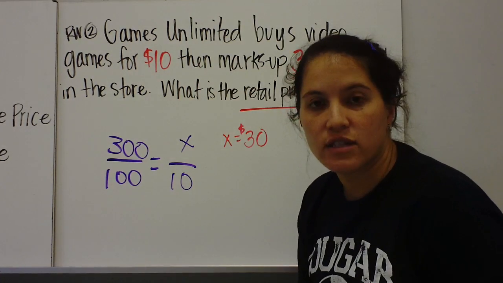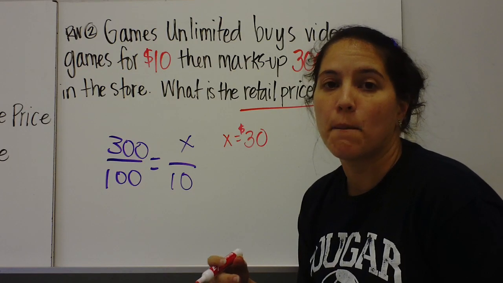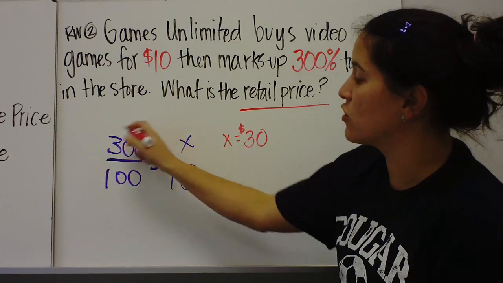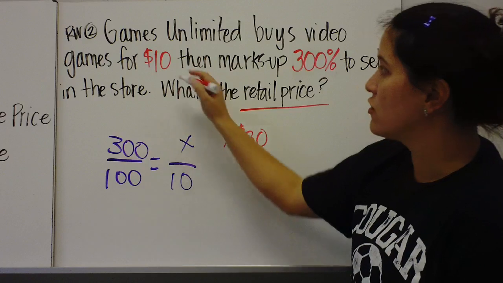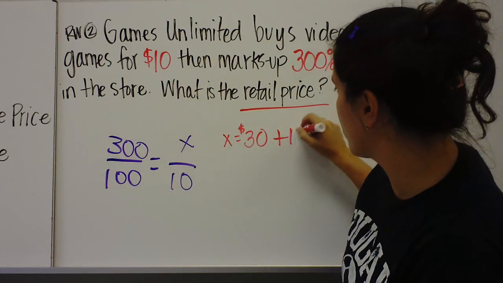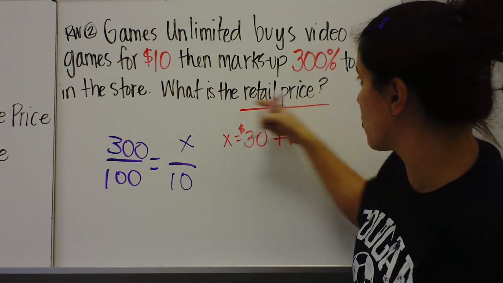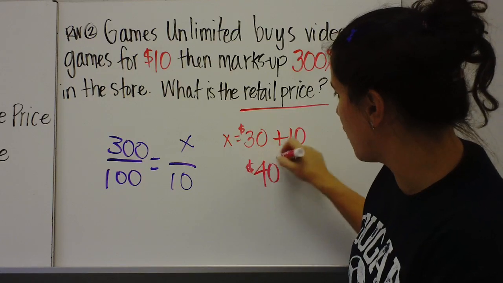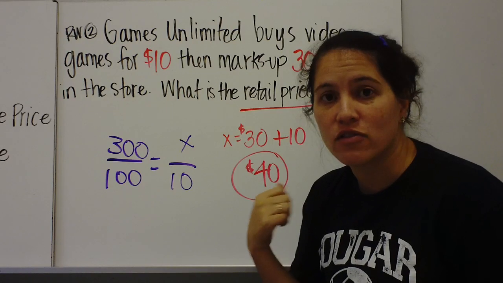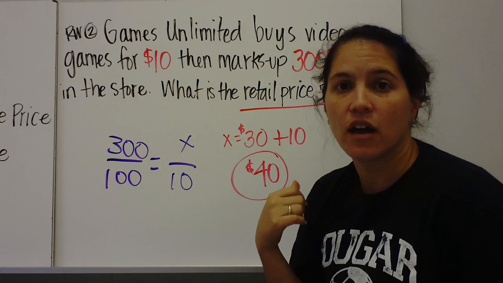So then let me ask you, does that $30 represent our new price, or does that represent the markup? And that represents, x represents the 300% markup. So the price was $10. We're going to mark it up $30, so that means we add it. So our new cost, the retail price, is going to be $40. So that's how much you pay in the store after the store has marked it up 300%. So they're making a profit of $30.